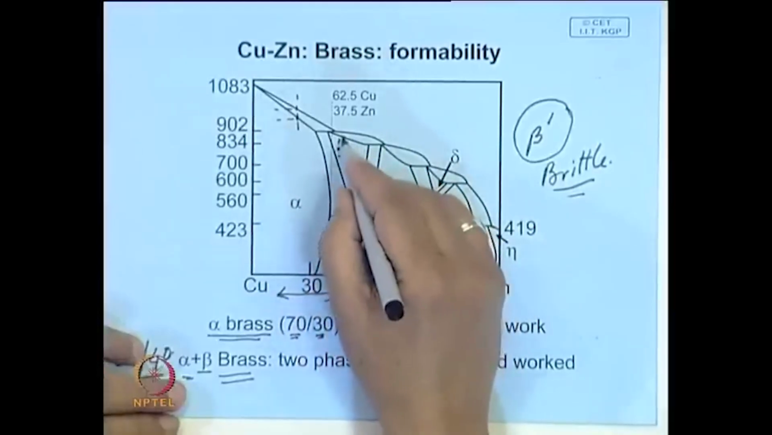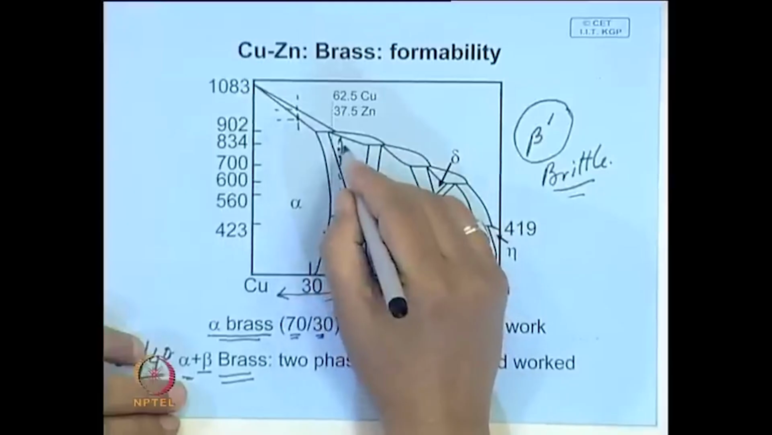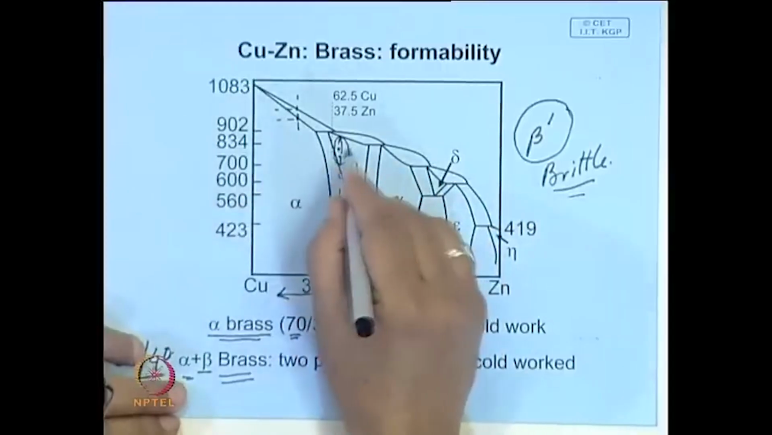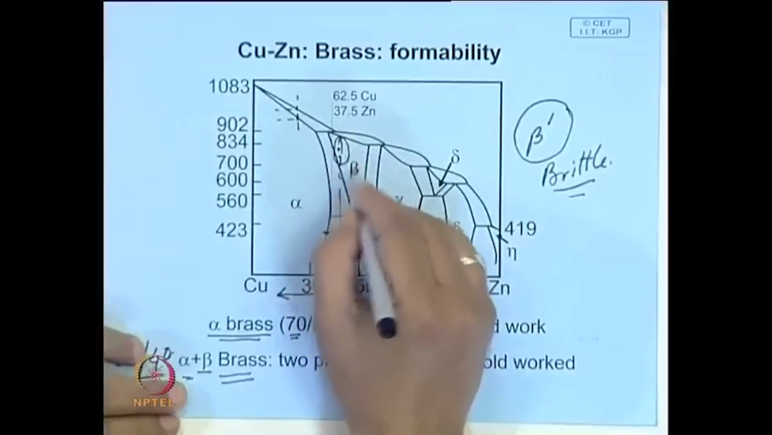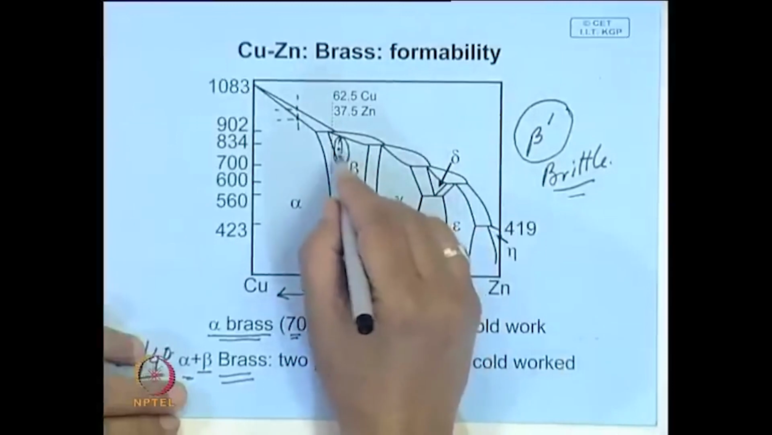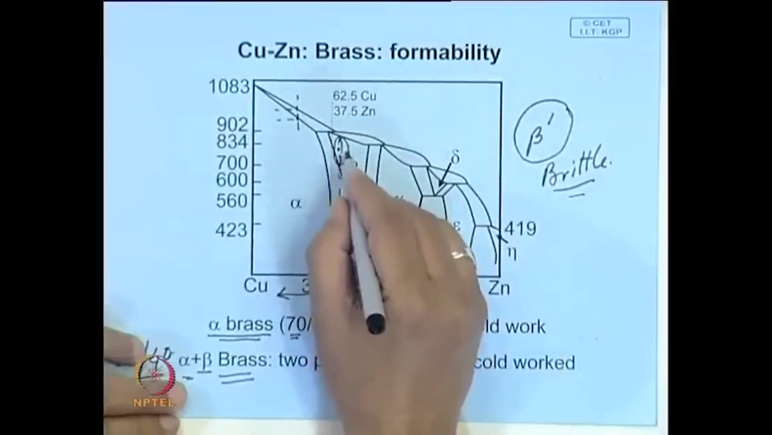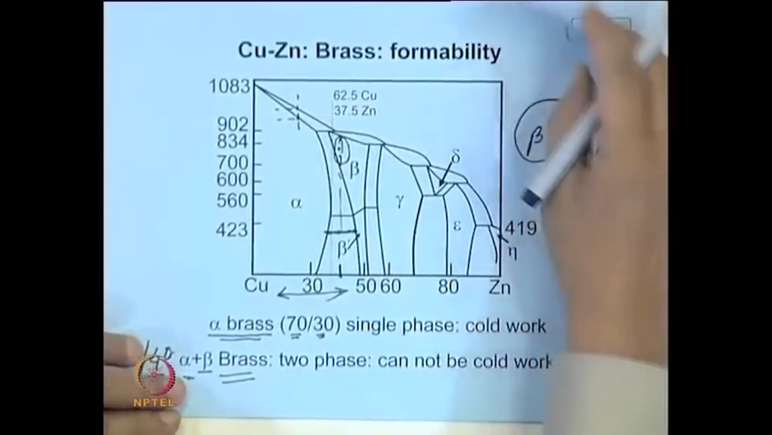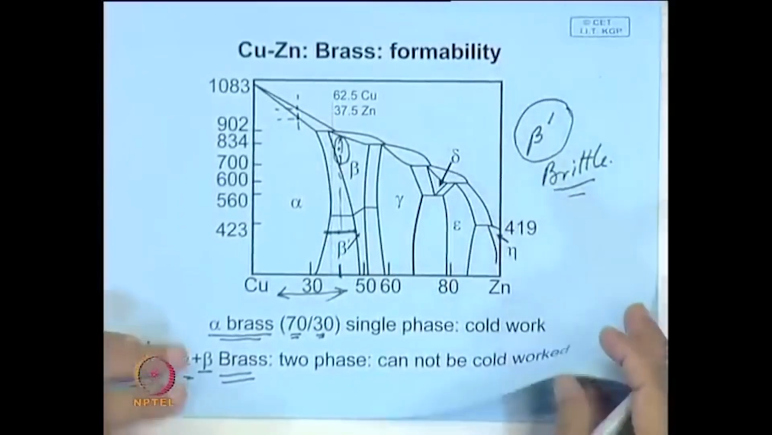So, 60-40 you may have to see somewhere here, and the zone in which it is beta is limited; it has to be worked in this zone. At higher temperature, it is a disordered structure. Secondly, the temperature is high and its flow stress is low, so it can be given deformation.